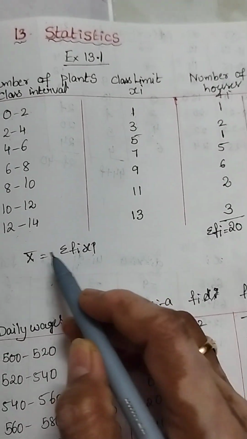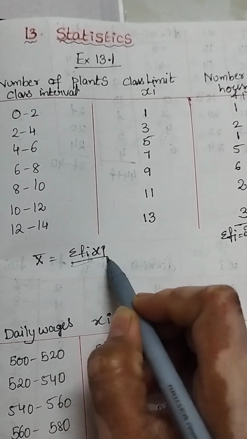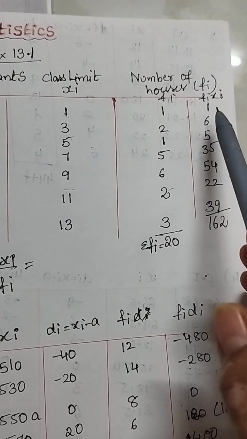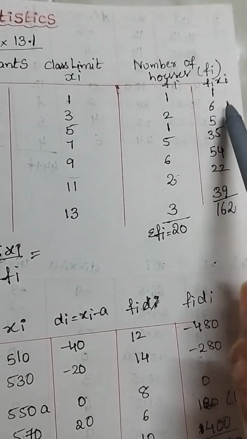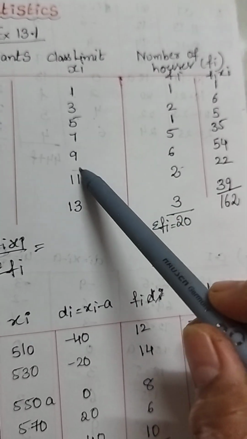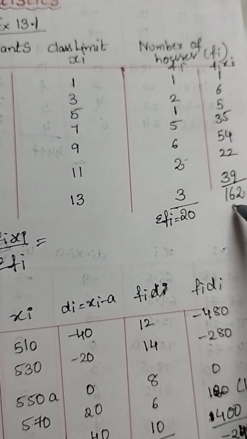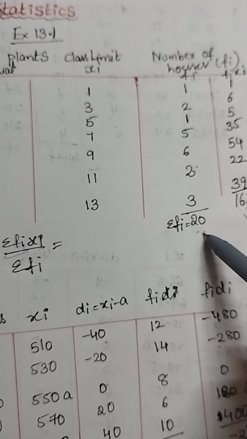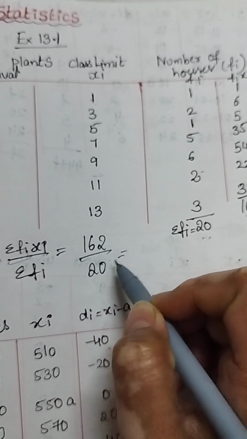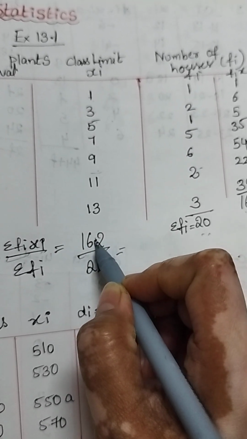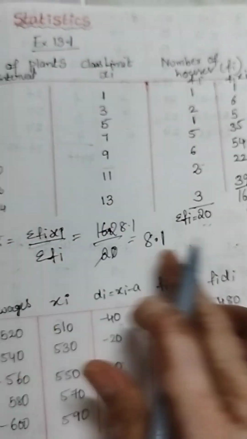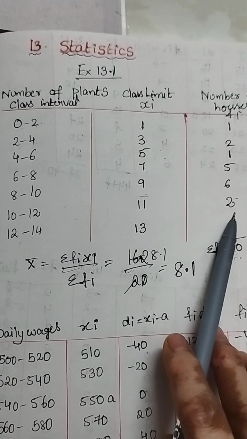So what is the direct mean formula? Summation fi xi by summation fi. So you should multiply fi xi. This column: 1 into 1 is 1, 3 into 2 is 6, 5 into 1 is 5, 7 into 5 is 35, 9 into 6 is 54. Just I added, I got 162. Summation fi given is 20. So 162 by 20 you should calculate. 1 for 0 means 1 decimal point. So 8 and 1, so 8.1 is the mean of this sum. I did this by the direct method.